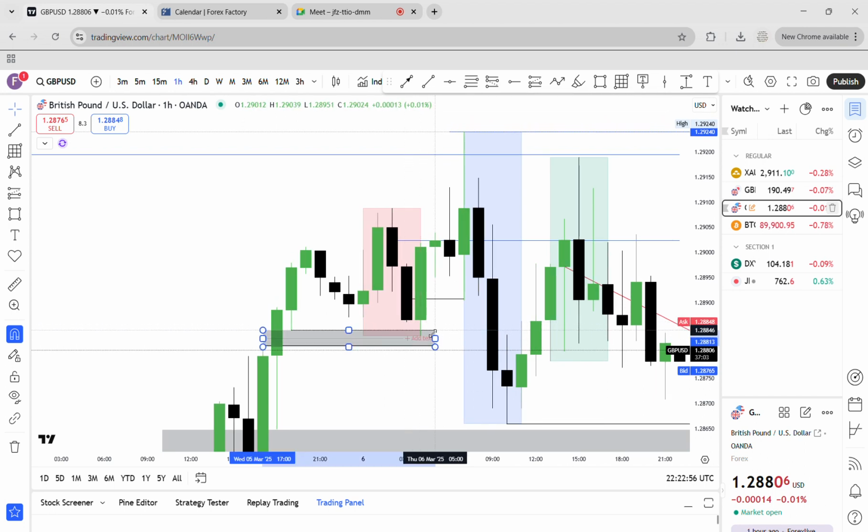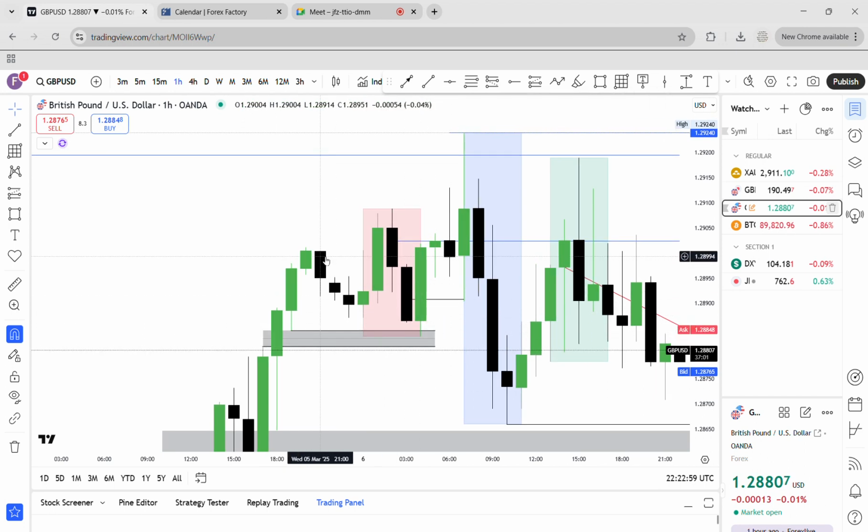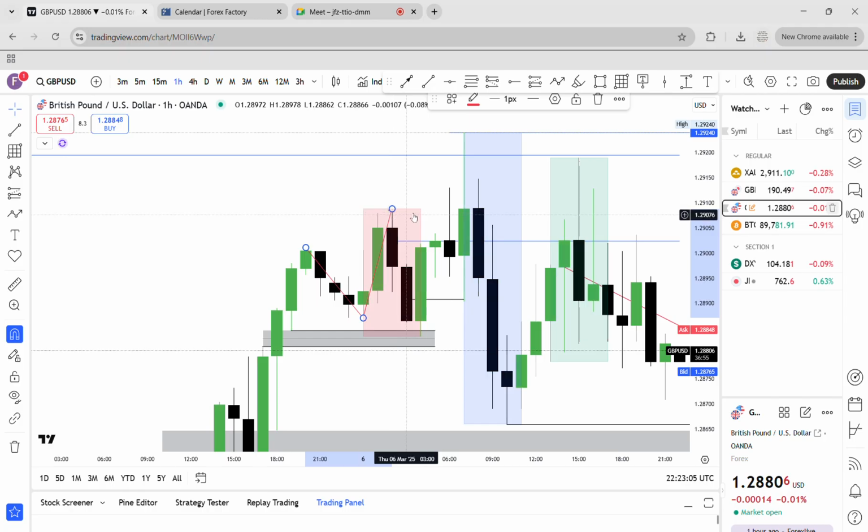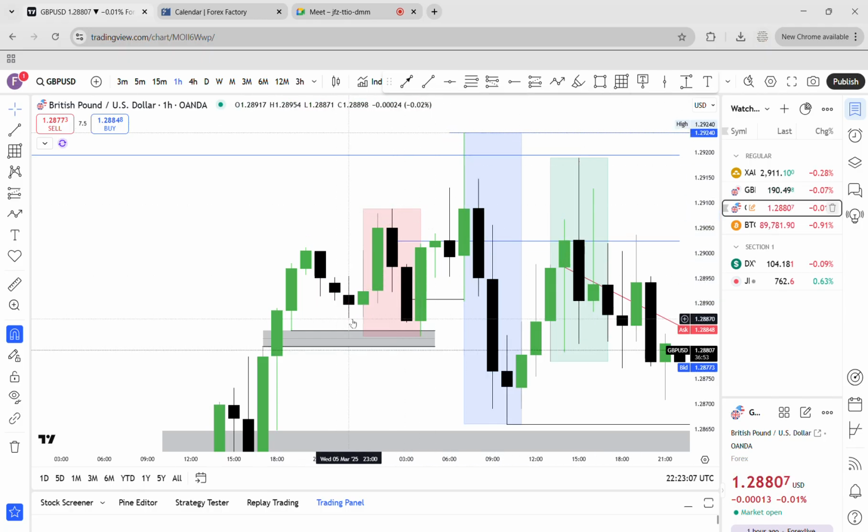As soon as price gets into here, what did I say? This is a low. A low is a liquidity. You have a low, a high, right? This is liquidity. It's like equal lows. You can see the candles right here as well. They are relative equal lows.